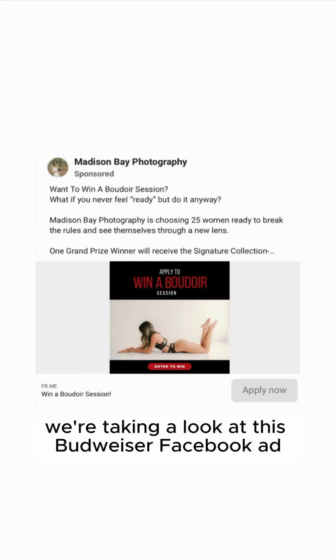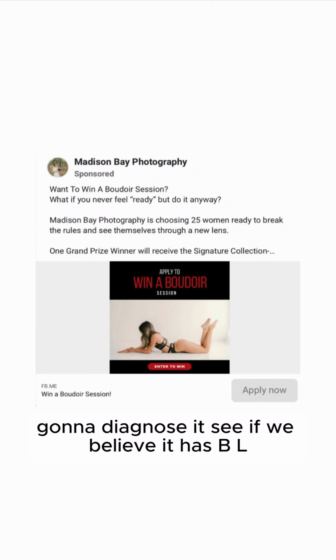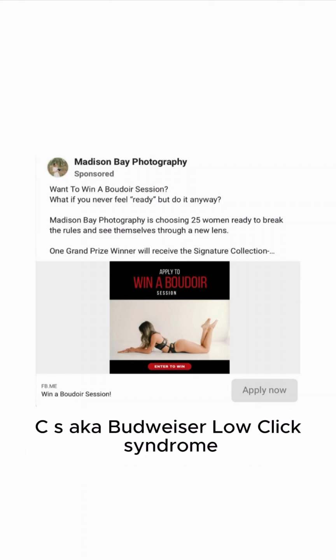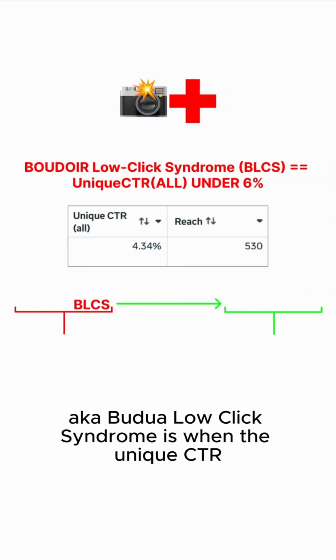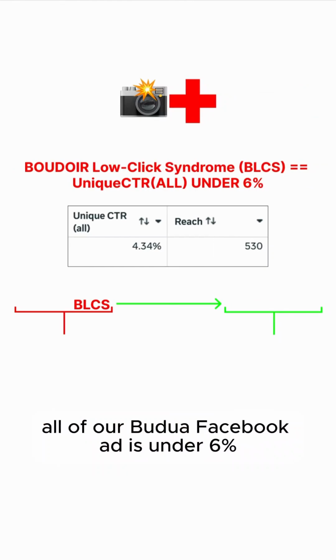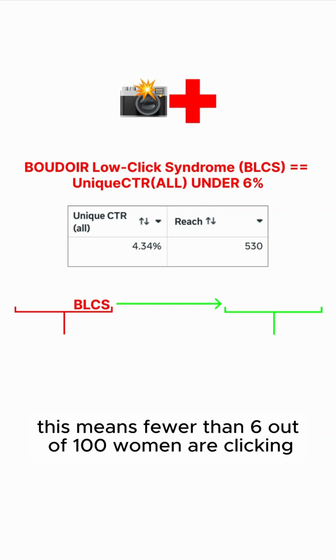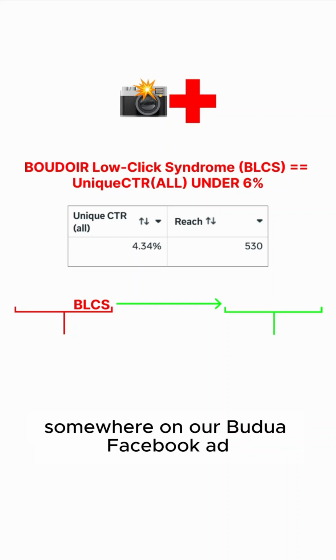All right, y'all, we're taking a look at this Boudoir Facebook ad. Going to diagnose it, see if we believe it has BLCS, aka Boudoir low click syndrome. Boudoir low click syndrome is when the unique CTR of our Boudoir Facebook ad is under 6%. This means fewer than 6 out of 100 women are clicking somewhere on our Boudoir Facebook ad.